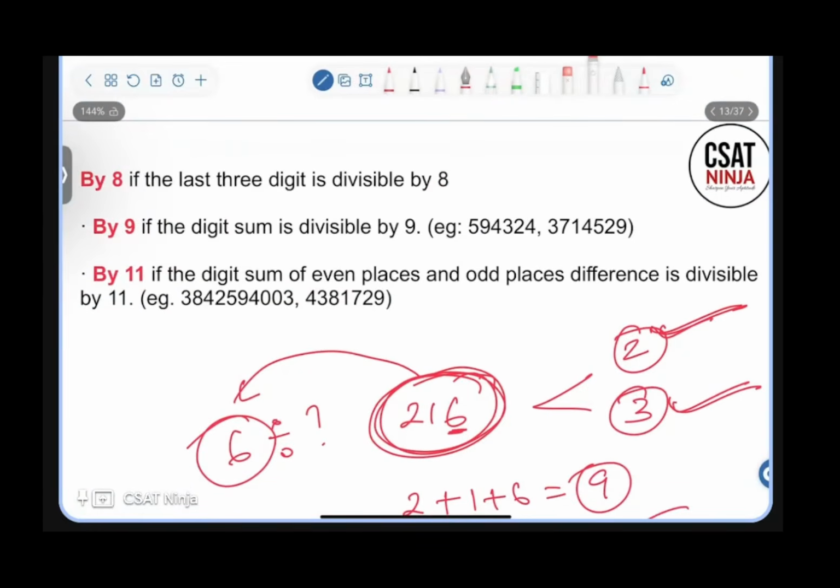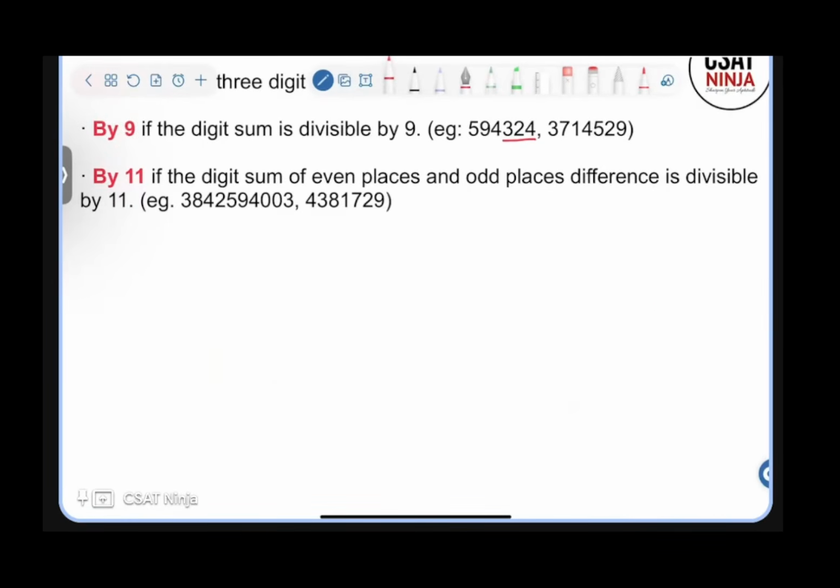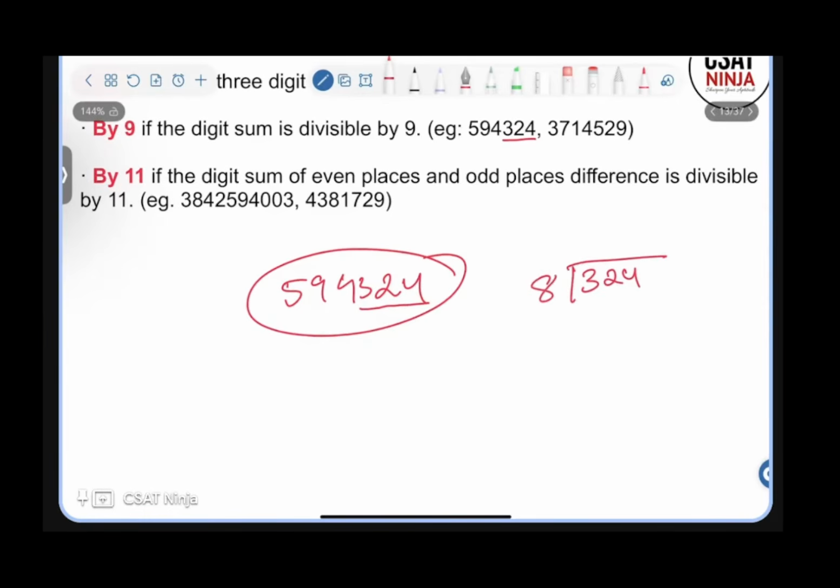Okay, so if you have a number like this, let me just take this number, 5948324. This number may not be divisible by 8, I don't know. But the last 3 digits are how much here? The last 3 digits are 324. If I want to know whether this number is divisible by 8 or not, then I'll take the last 3 digits, 324, and check whether it is divisible by 8 or not.